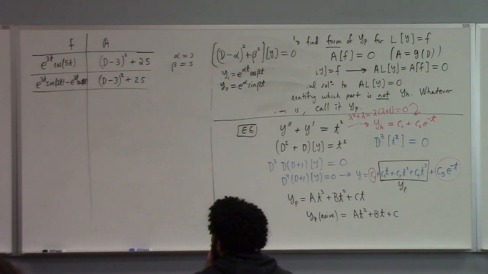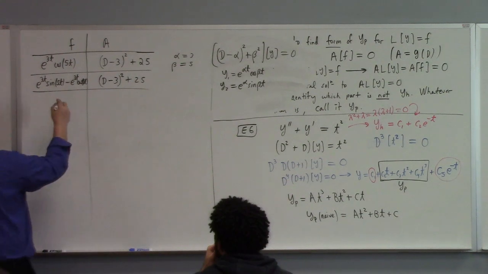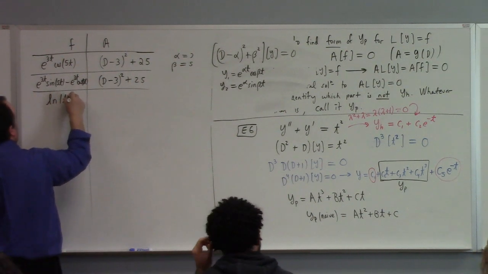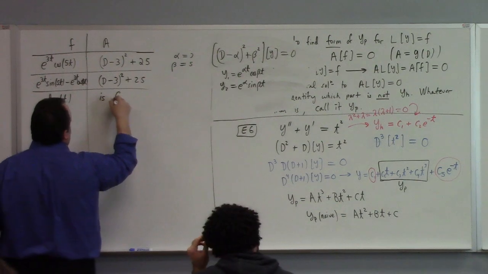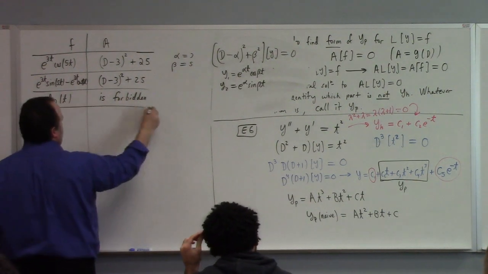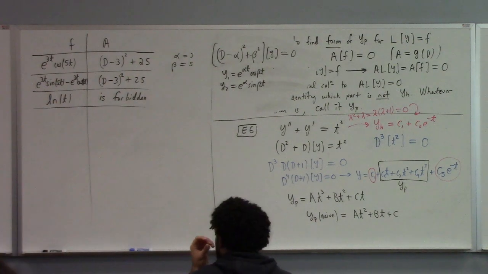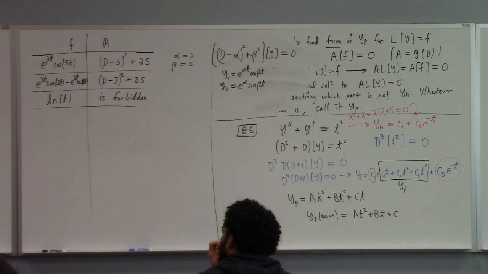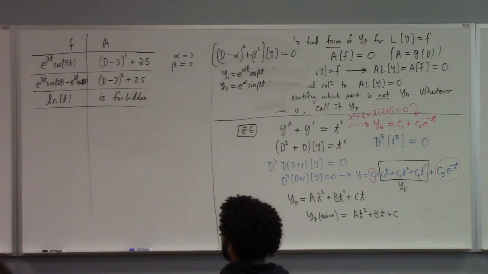How about somebody else? Give me another. Log of t. Natural log of t is forbidden. That is not something that appears in our laundry list of solutions to the constant coefficient problem. If you had log t, you'd have to use variation of parameters, which is what I'll talk about next class.